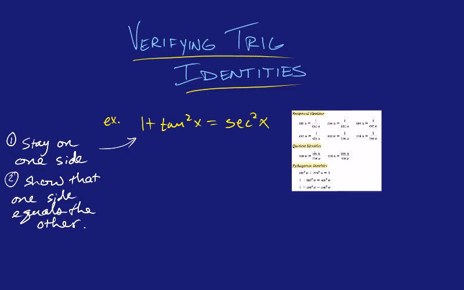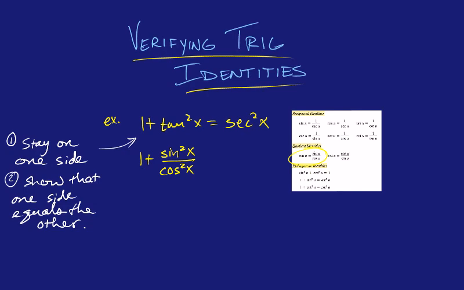So we're going to show that 1 plus tangent squared equals secant squared. So watch this. Here we go. You're like, shoot, okay, 1 plus tangent squared. What do I even do with that? Well, maybe I will use a quotient identity, sine over cosine. So I've got 1 plus sine squared of x over cosine squared of x. You're like, okay, how does that help?